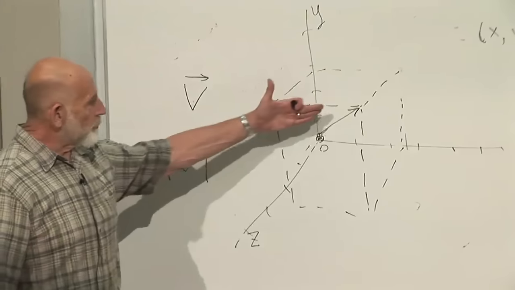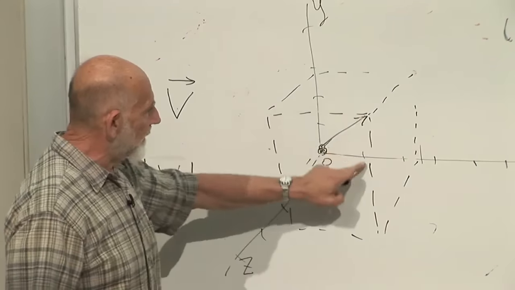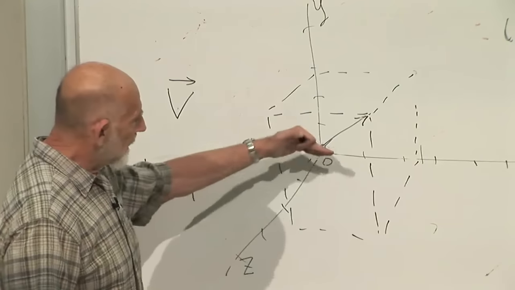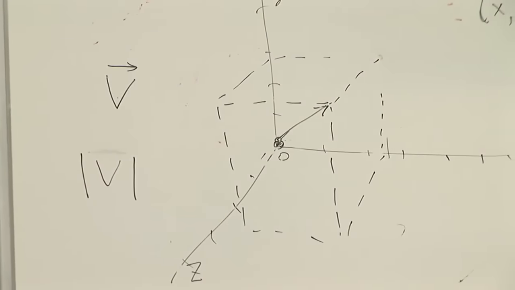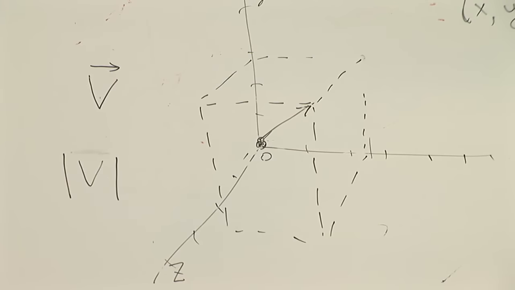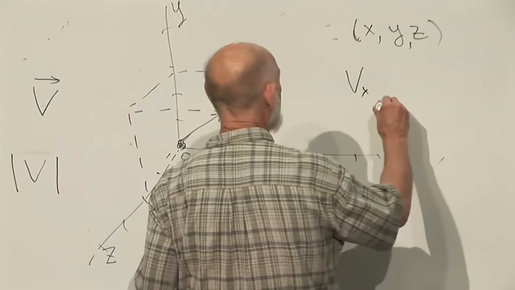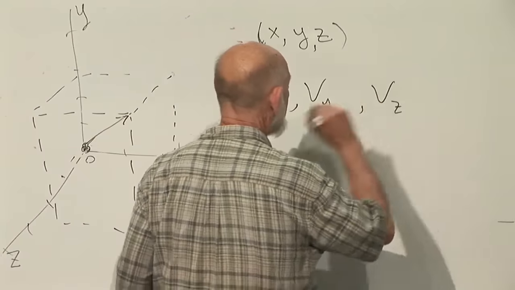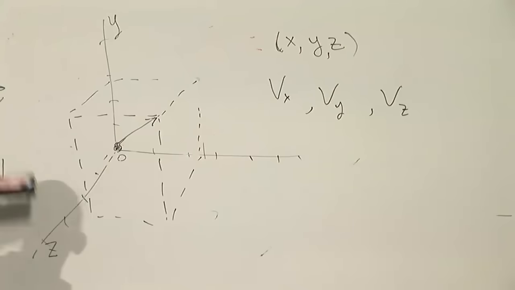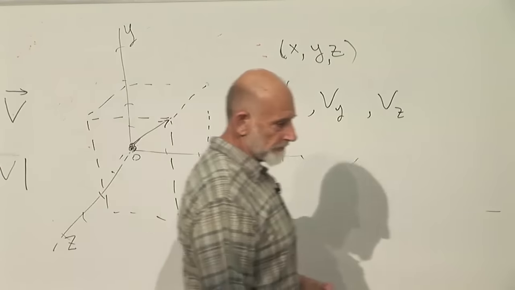Okay. We drop a perpendicular from the tip of the arrow to each one of the axes, and that lays off for us a distance along those axes, which are the three components of the vector. We'll call them vx, vy, and vz. When I'm writing the components, I have no need to put the arrow on top of them. The components themselves are numbers.